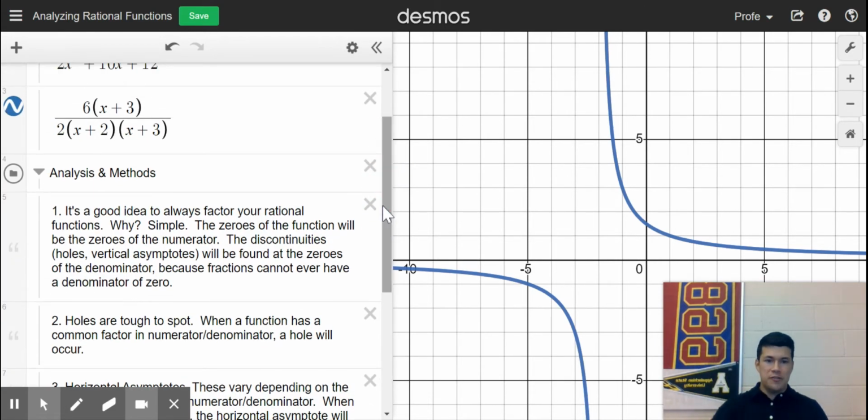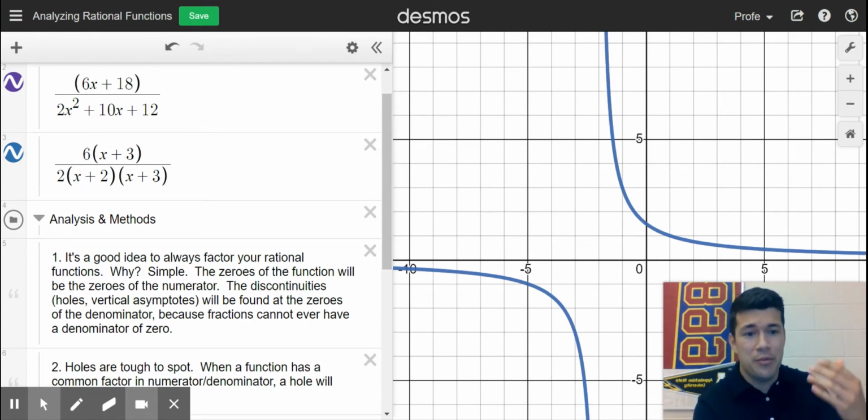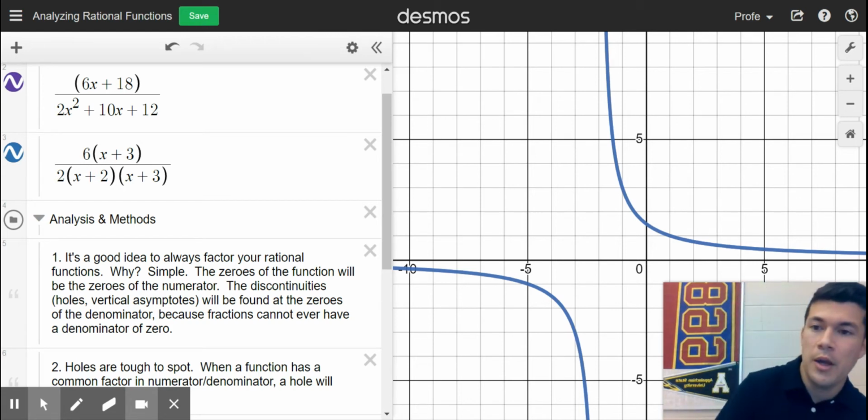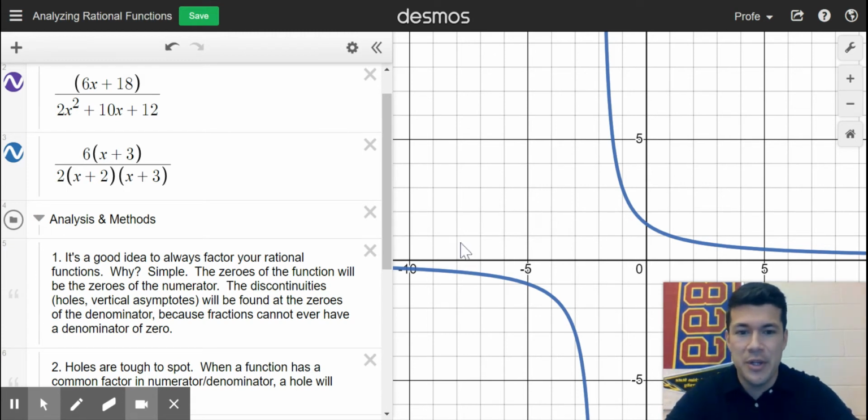Number 1, always factor your rational functions. Why? Because anytime we factor, it's because we're interested in finding zeros. These zeros give us key information. For example, the zero of the numerator is -3. That means that this function could have a zero at -3. And as it turns out, it doesn't, but there's a specific reason for that. In many other functions, whatever your zero is in the numerator will be the zero of the function. This function does not have a zero. So it's a possibility.